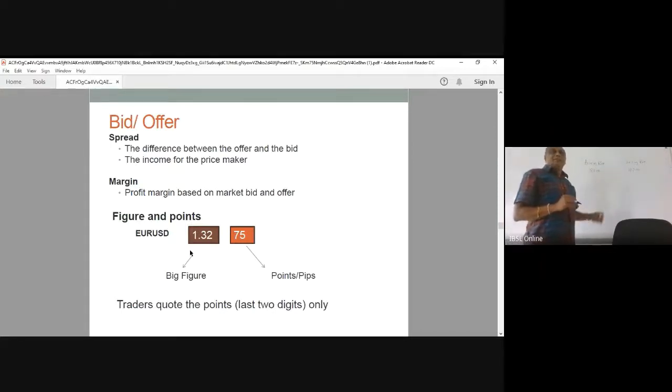So the difference between the bid and offer is the income for the price maker. The price maker is the banker. He is the one who is making this profit, right?